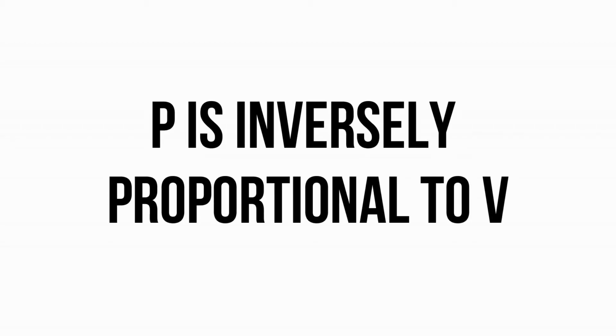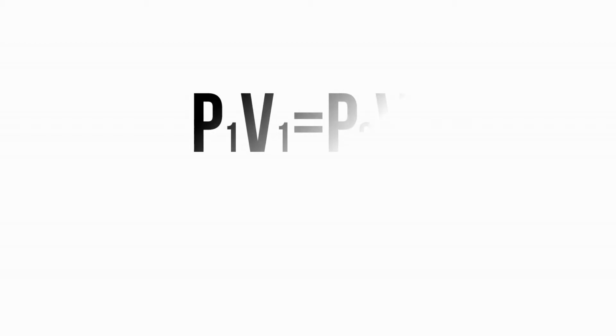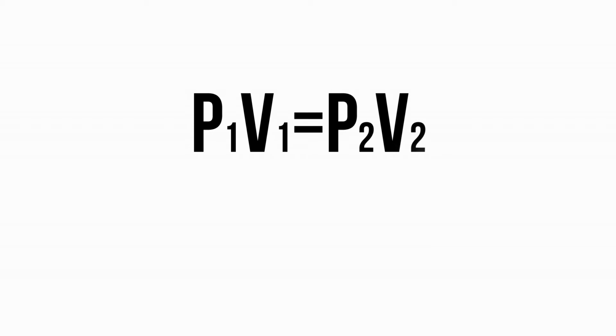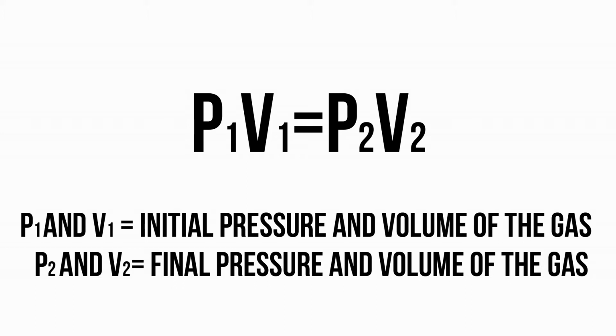Mathematically, Boyle's law can be stated as P is inversely proportional to V, or P is equal to 1 over V, where P is the pressure of the gas and V is the volume of the gas. For comparing the same substance under two different sets of conditions, the law can usually be expressed as P1 multiplied by V1 is equal to P2 multiplied by V2, where P1 and V1 denote the initial pressure and volume of the gas, while P2 and V2 represent the final pressure and volume of the gas respectively.